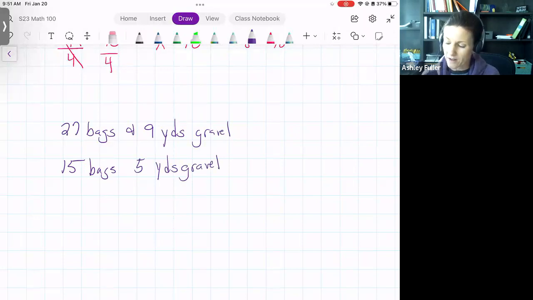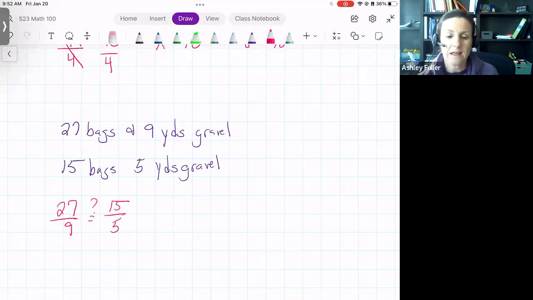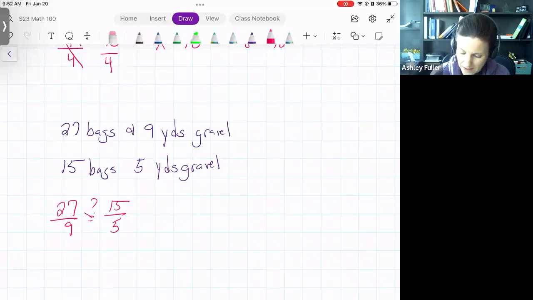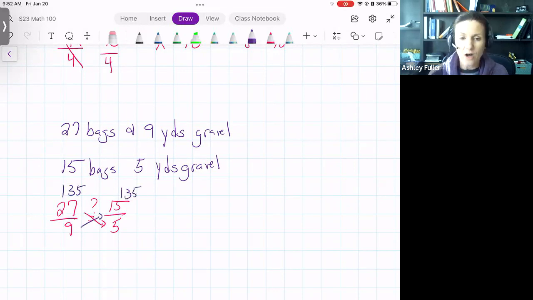Well, we can compare the ratios. So is 27 to 9 the same as 15 over 5? Again, if we cross multiply, 27 times 5 gives us a value of 135, and 9 times 15 also gives us a value of 135, so they are both of the same quality.